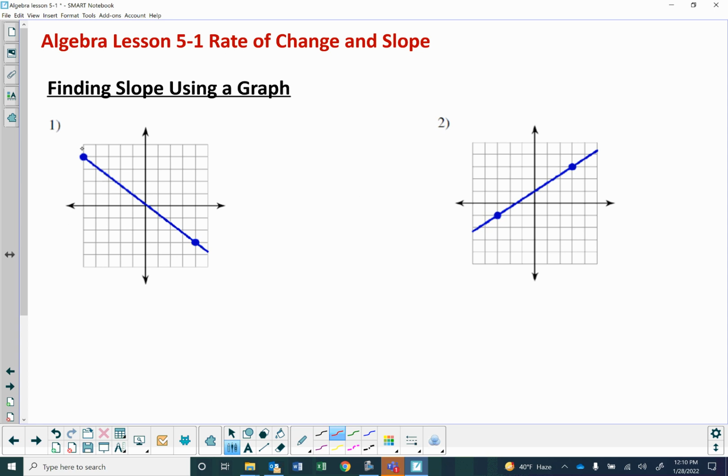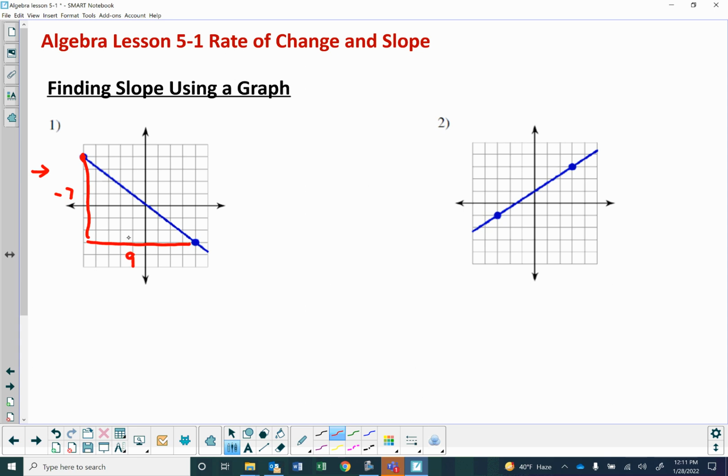And what I'm going to do is when we read from left to right, whichever point you come to first, that's where you're going to start. So I'm going to start at this point right here. And I'm going to go down and to the right to get to my next point. So I'm going down here, and then I'm going to go to the right this way. If I count the number of squares I went down, 1, 2, 3, 4, 5, 6, 7, I went down 7. And I went to the right 1, 2, 3, 4, 5, 6, 7, 8, 9.